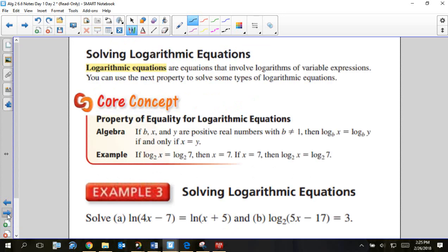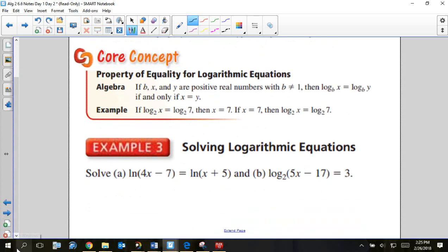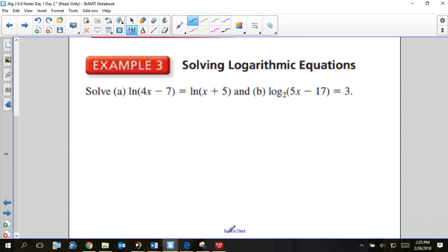All right, just a couple more examples. These are still solving, but these are going to have just a couple extra steps to them. So example 3, I'm just going to rewrite it. I've got ln 4x minus 7 equals ln x plus 5. We have to solve for x. You're going to peel away those layers.